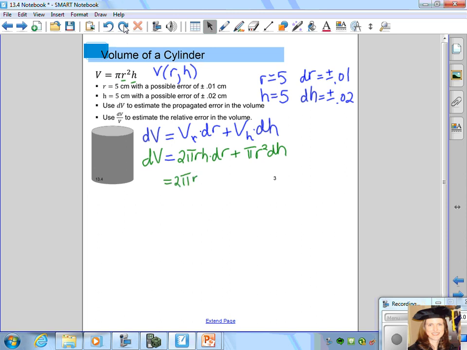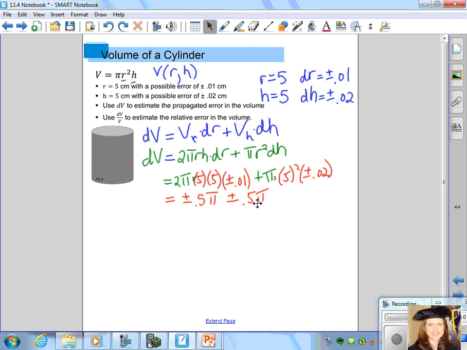When you plug those in, r is 5, h is 5, and dr is plus or minus 0.01. And again, plugging in plus or minus 0.02 for dh, we see that we could simplify this. 2 times 5 is 10 times 5 is 50 times plus or minus 0.01. We get plus or minus 0.5 pi here. And then 5 squared is 25 times plus or minus 0.02. We get another plus or minus 0.5 pi.